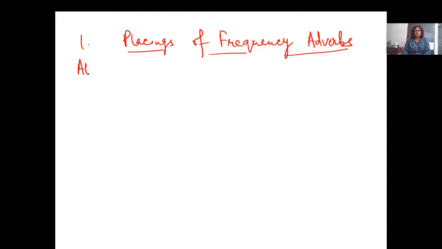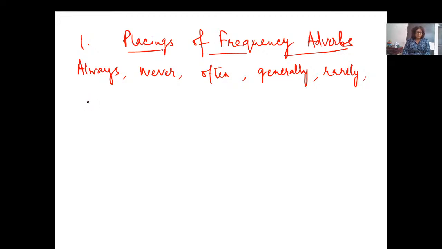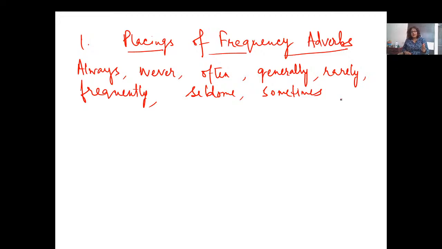What are the frequency adverbs? Frequency adverbs are always, never, often, generally, rarely, okay, frequently, seldom, sometimes, occasionally. These all are called frequency adverb. And now we will discuss what is the correct position, correct placings of these frequency adverbs. Let me give an example.